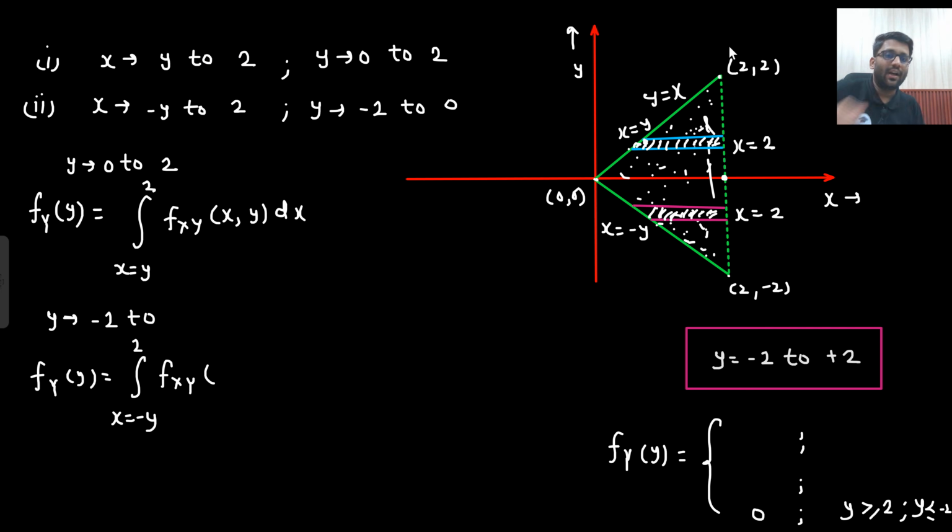Now in this region, how is my x going? So in this region from -2 to +2, how is your x going? For that you have to choose the horizontal strip. So you will say that, sir, in this particular region, x is going from y to 2, and in this particular region, x is going from -y to 2. So that means I need to break it into two parts, 0 to 2 and -2 to 0. Okay. So this calculation I have to do now. Is that clear to you or not? So I will get the answer of fy of y here, and then what I will do? After that, I will calculate this particular thing.